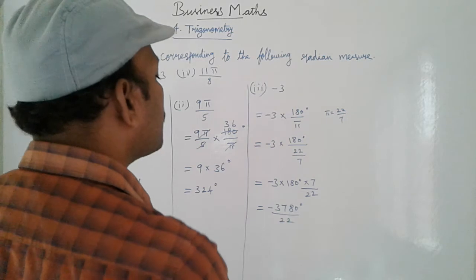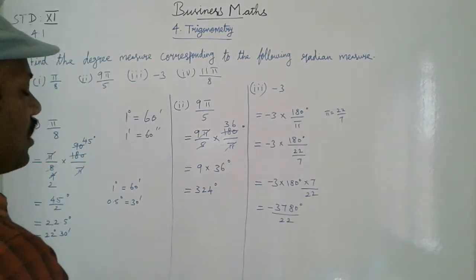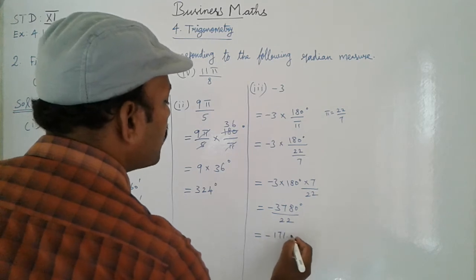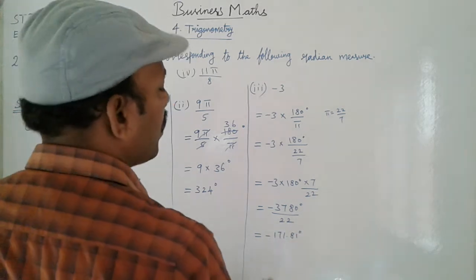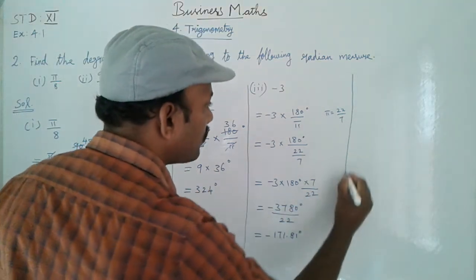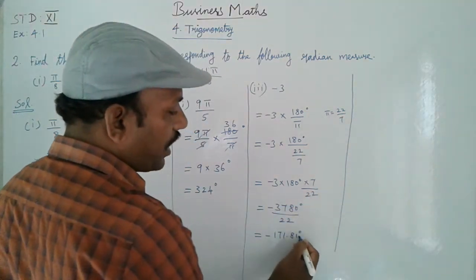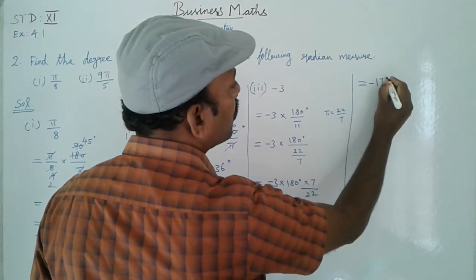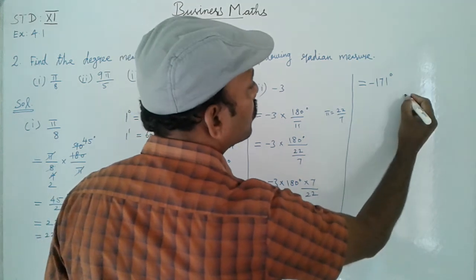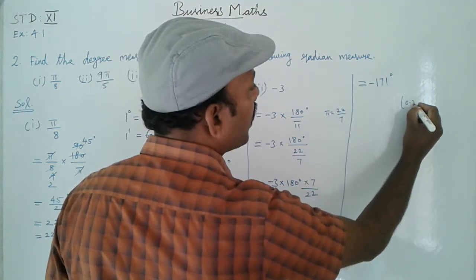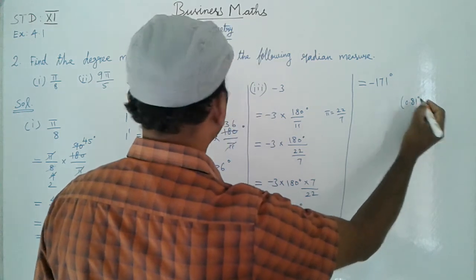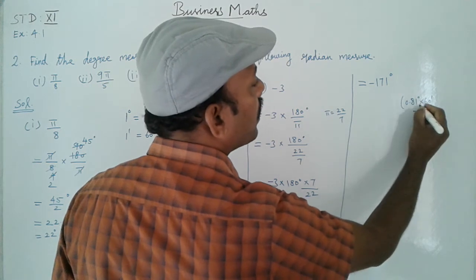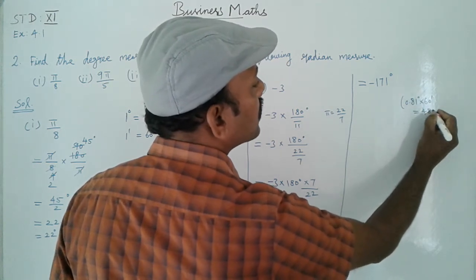We divide minus 3780 degree by 22, which is minus 171.81 degree. So we should change 0.81 degree into minutes. That is equal to minus 171 degree. For 0.81 degree, we know that 1 degree equals 60 minutes. So multiplying by 60, we get 48 minutes.